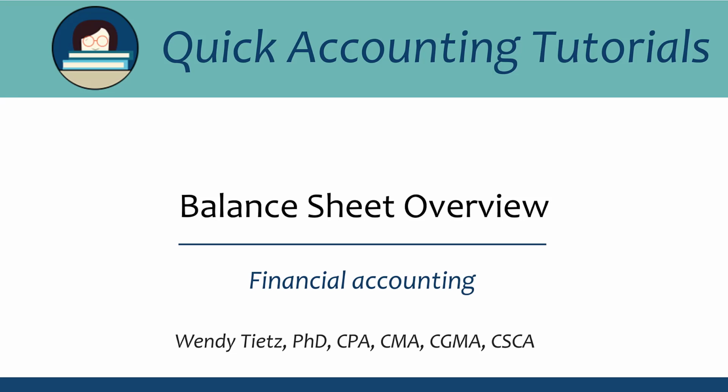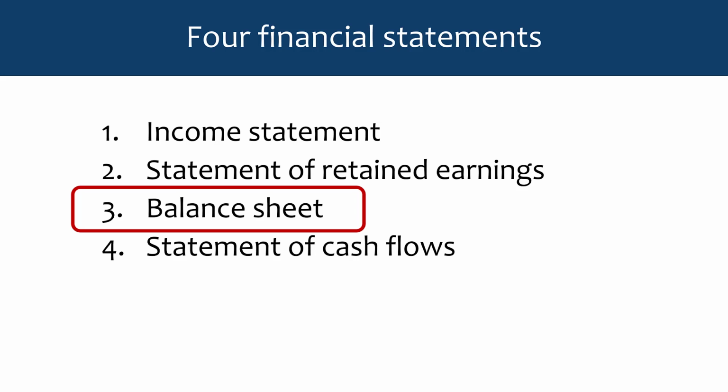This video is about balance sheets, so let's get started. There are 4 financial statements. The statements are prepared in the order of income statement, the statement of retained earnings, the balance sheet, and finally the statement of cash flows. In the material that follows, we'll be walking through the basic construction of the balance sheet.